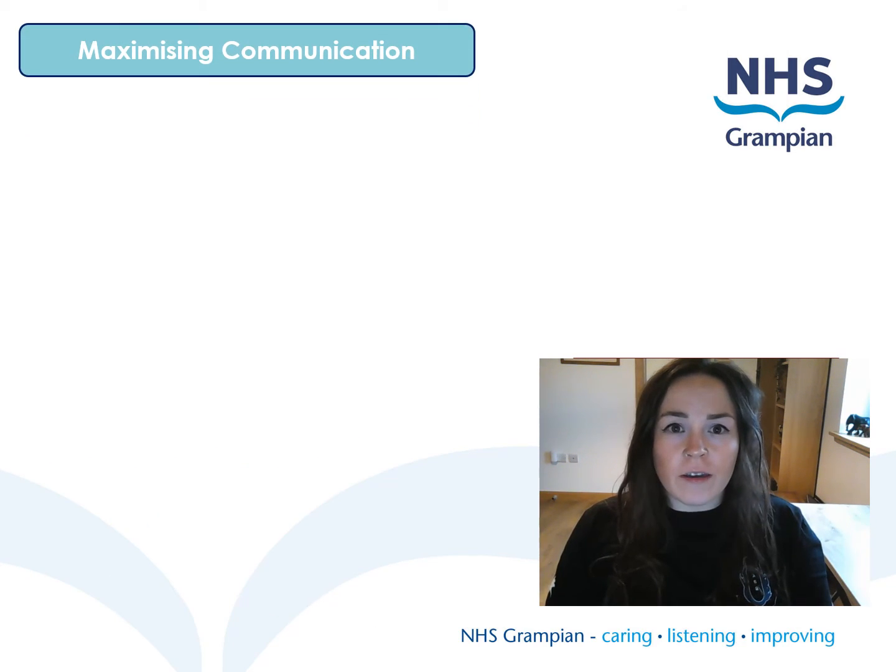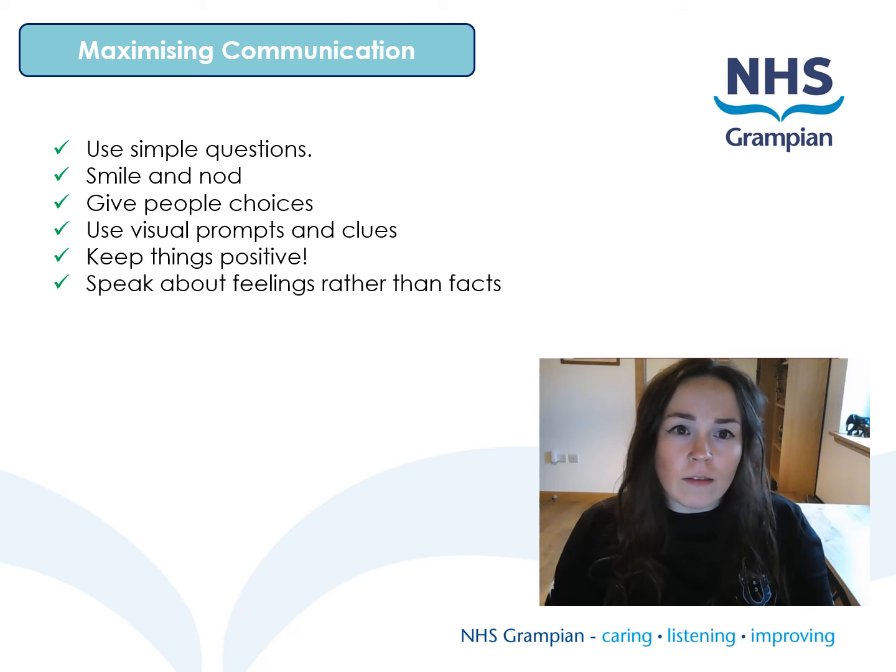People with dementia may have difficulty with communicating their wants and needs, expressing what they are feeling, and understanding what we are communicating to them. We can maximise communication by using lots of different strategies. Here is a list of some of the really common ones.